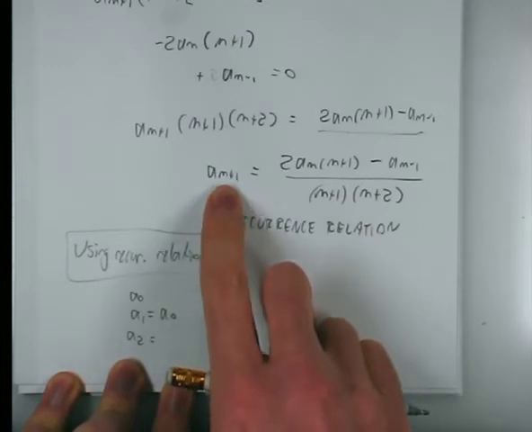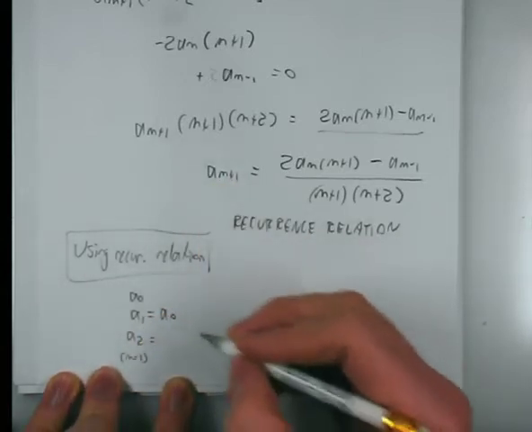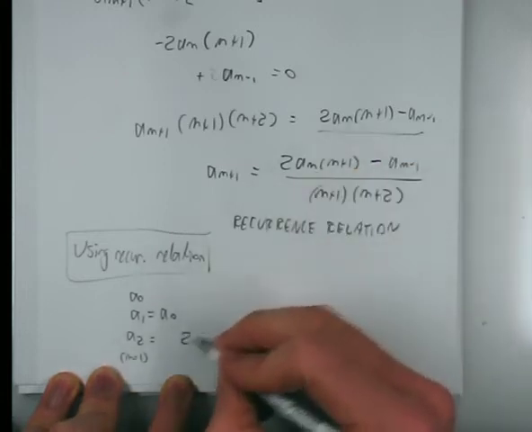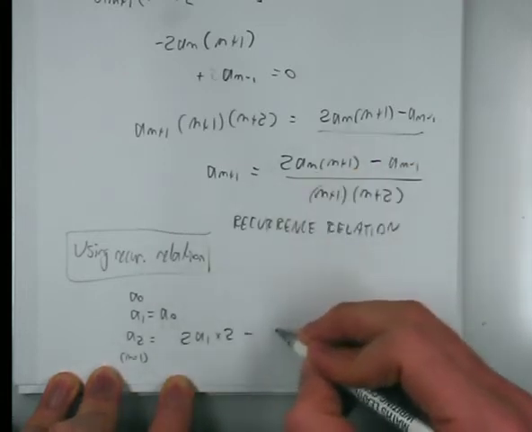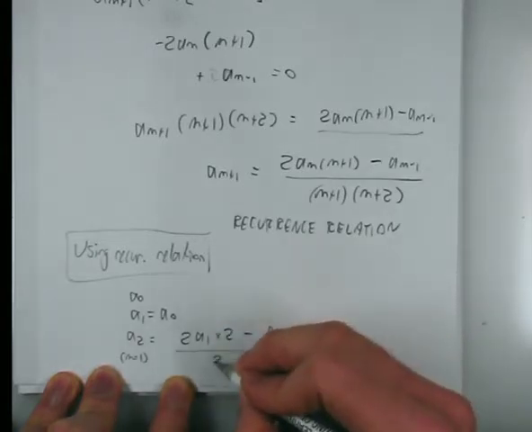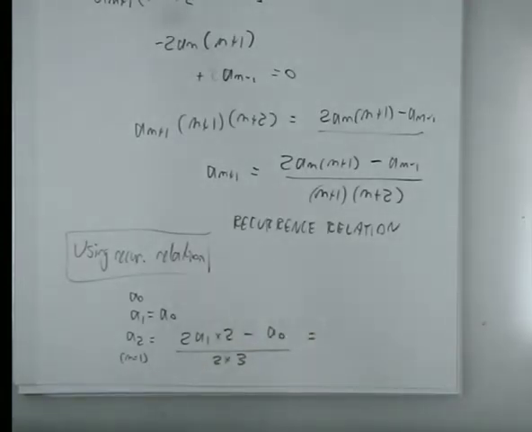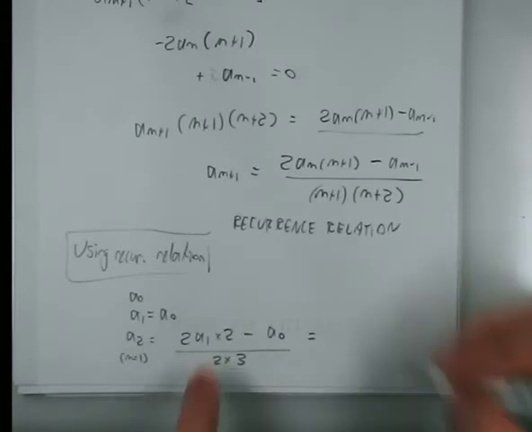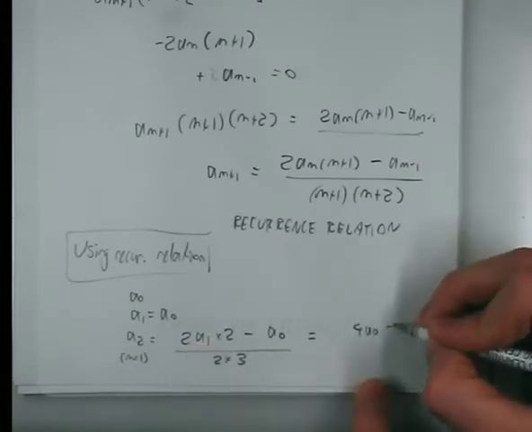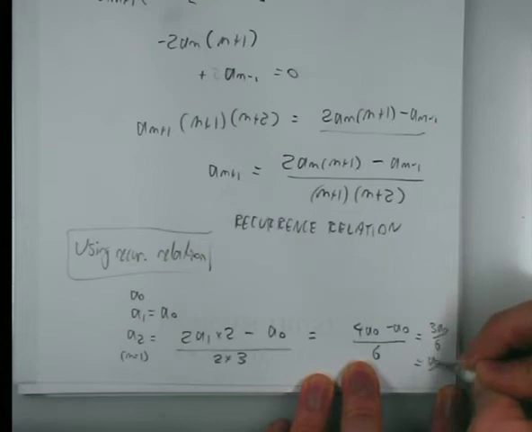A2, according to the recurrence relation, happens when M is 1. So A2 would be 2A1 times 2 minus A0, over 1 plus 1, which is 2 times 3. But A1 is A0, so we've got 4A0 minus A0 over 6, which is 3A0 over 6, which is A0 over 2.